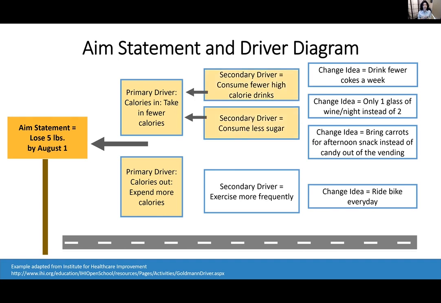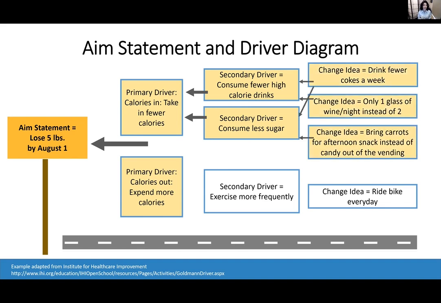Well, maybe I'm somebody who drinks a lot of soda. So I know one area for me to improve is to drink fewer high-calorie drinks. And this is actually the place where it really helps to have a good understanding of your own practices or your own system and where are those opportunities to improve. I could also break it down to consume less sugar. That's one high leverage way to reduce calorie intake. So how am I going to do this? How am I going to push on those secondary drivers? What are the specific things that I could do? These are the change ideas.